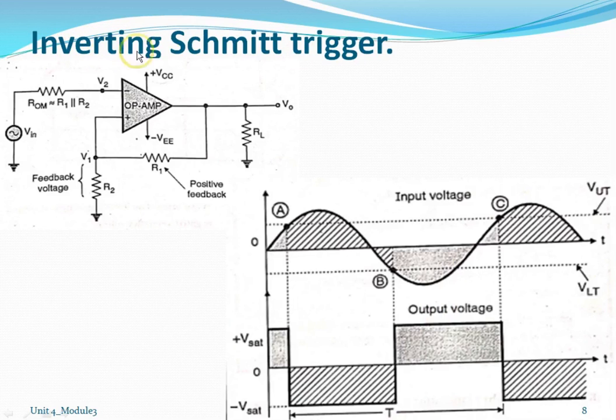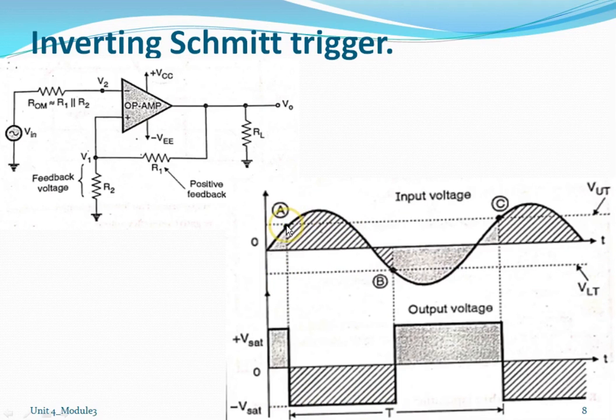This is the inverting type of Schmitt trigger. It is clearly seen that when the input voltage crosses the VUT, our output is shifted from positive V set to negative V set. And from the mathematical expressions we have to see that if the output is negative V set, that times the reference voltage is VLT.